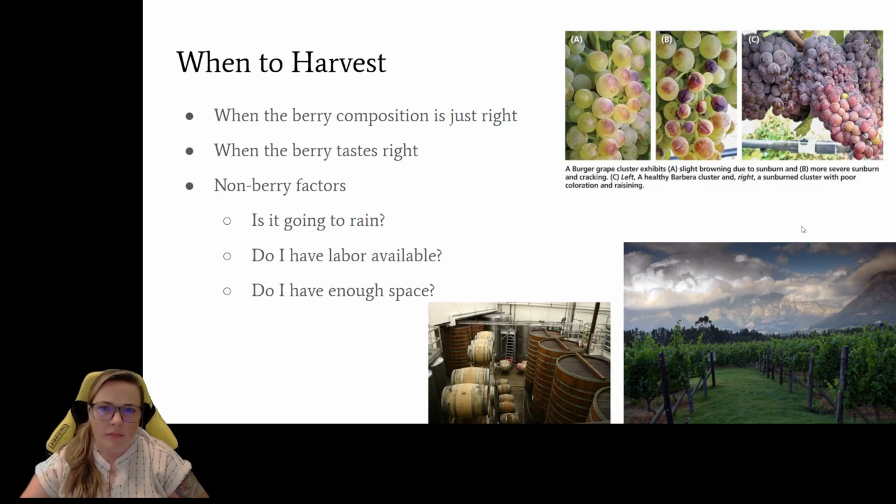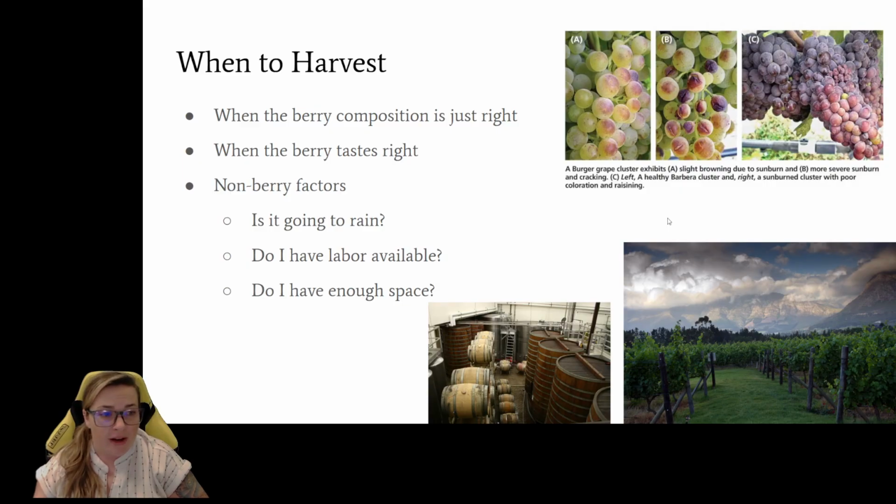Cool. So when to harvest, right? The big takeaway: when the berry composition is just right, that is the most ideal time to harvest. Some people will just rely on their taste when the berry tastes right, but there's also a lot of non-berry factors going on. Unfortunately, we do not live in an ideal world. It's hardly ever the ideal situation. During harvest, it's very chaotic, right?